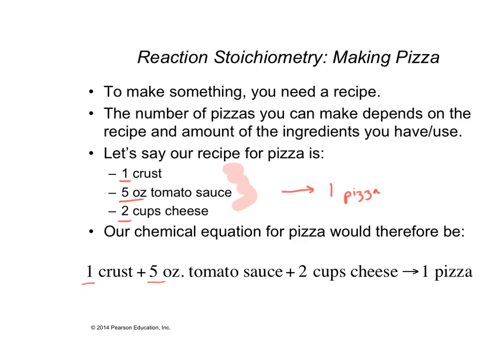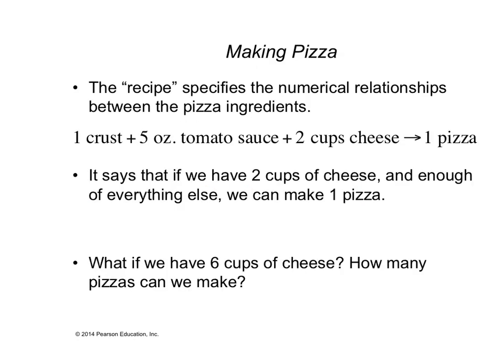Okay, so we're going to continue with this. So now, let's say that we have 6 cups of cheese. How many pizzas can we make? 3, right? So you guys just mentally did that, but what did you utilize in converting between cups of cheese and pizzas? You utilized these numerical relationships, right? You utilized the fact that you need 2 cups of cheese to make 1 pizza. If you have 6 cups of cheese, then you can make 3 pizzas.